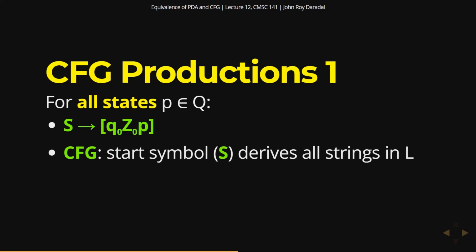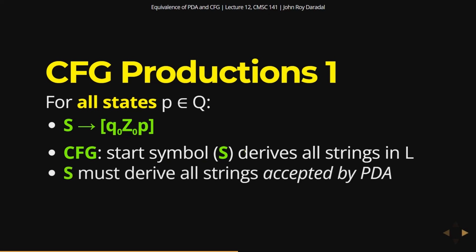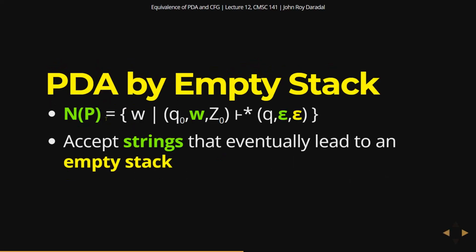The reason for this is because in the CFG, the start symbol derives all the strings in the language. So it has to start with S, right? S must derive all the strings that were accepted by the given PDA if we are to create an equivalent CFG. Now, remember that our given PDA accepts by empty stack, and from the definition of PDA by empty stack, it accepts all strings W such that starting from the start state, starting with this string and with the bottom marker, it eventually goes to an empty stack.